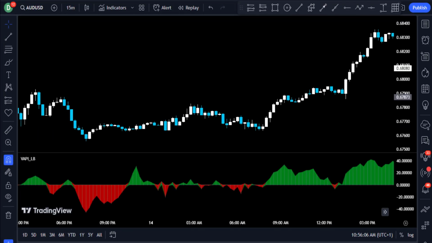Here is another example where the indicator measures accurately the volume of the market participants, and then predicts the next possible trend direction. This trade is still on the price of the Australian dollar with the US dollar currency pair, and on the same 15-minute time frame.